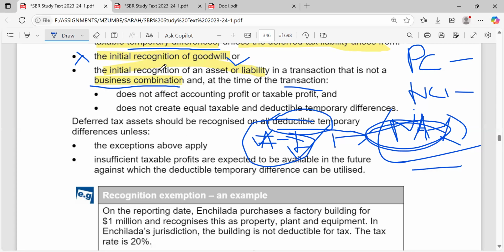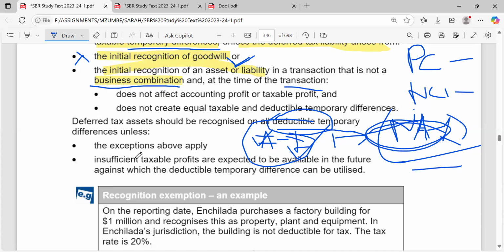Of course, the exceptions are if it arises from initial recognition of goodwill, or maybe it is an asset or liability that occurs in a transaction that at that date does not affect accounting profit or taxable profit, which is obvious. If it does not affect, obviously it can have an impact, right? And maybe it does not create equal taxable or deductible temporary differences. So we don't have an impact that way.